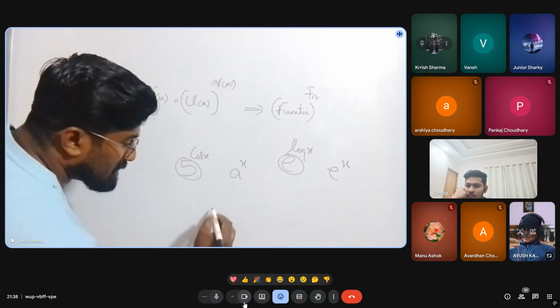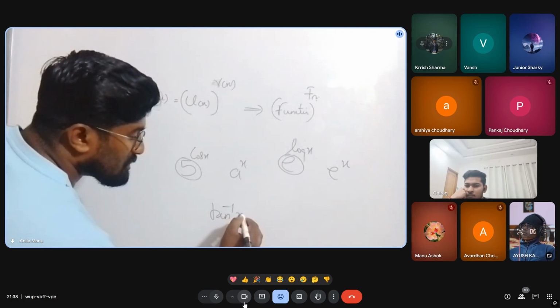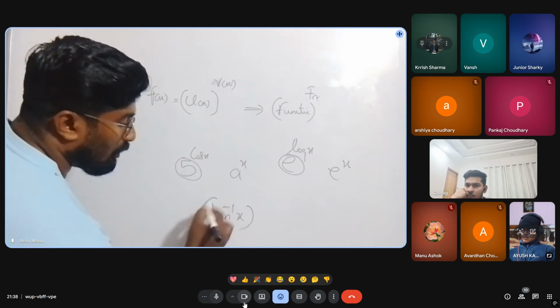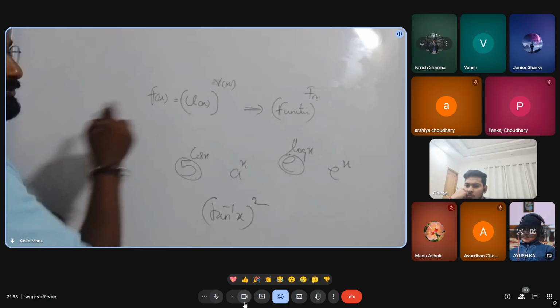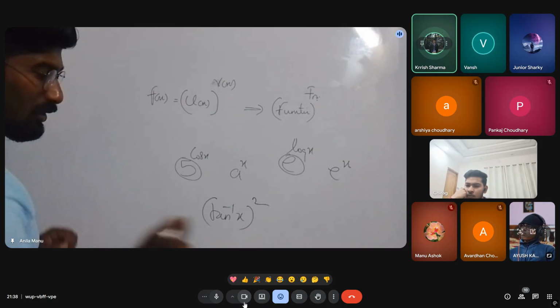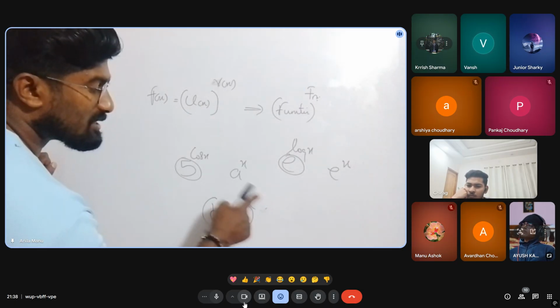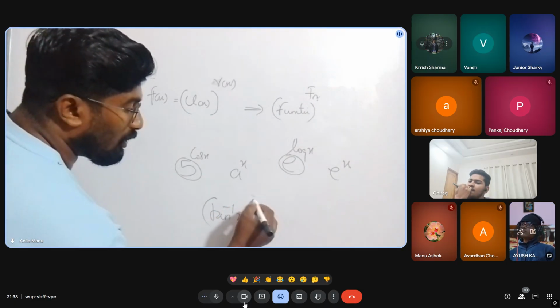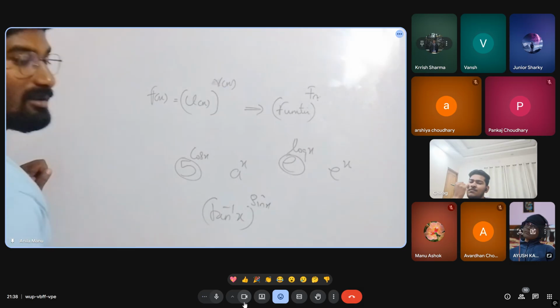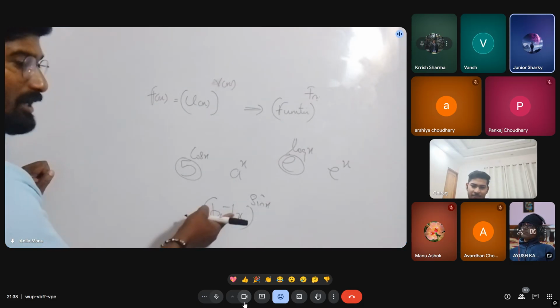Now my next question is tan inverse of x, the whole square. Can you use function raised to function form here? No, sir. It is an integer, right? Did you get the idea? Yes, sir. But if it is tan inverse of x, the whole raised to sine x, here you can apply logarithmic differentiation. Yes, sir.